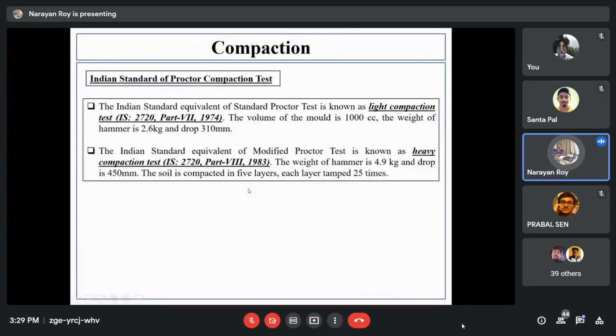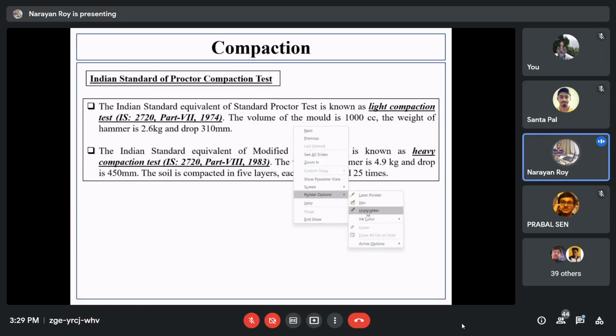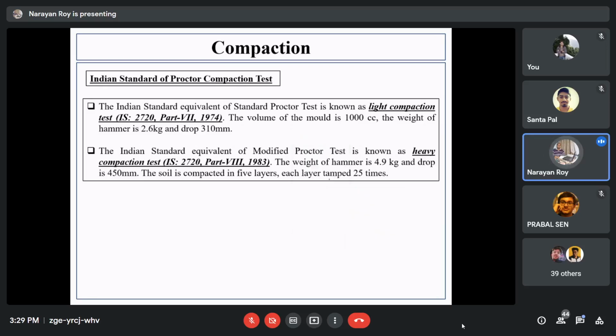See, as I already mentioned, there is an IS standard, the Indian Standard for the standard Proctor test. So here are the Indian Standards for the Proctor compaction test. There are basically two variants of the test. One is the light compaction test, and another is the heavy compaction test.